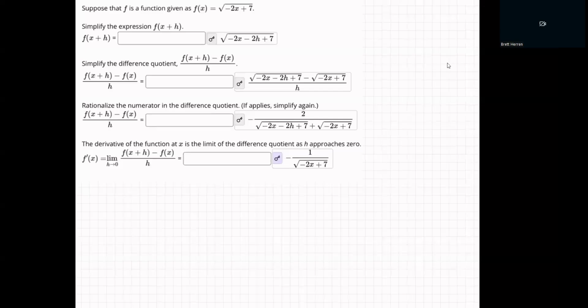Here we have an example where we have a function, a square root function, the square root of negative 2x plus 7, and they want us to find f of x plus h, then f of x plus h minus f of x all over h, then to rationalize the numerator, and then finally take the limit as h goes to 0. All this to find the derivative, or the slope of the tangent line. Okay, it's going to be a really long one.